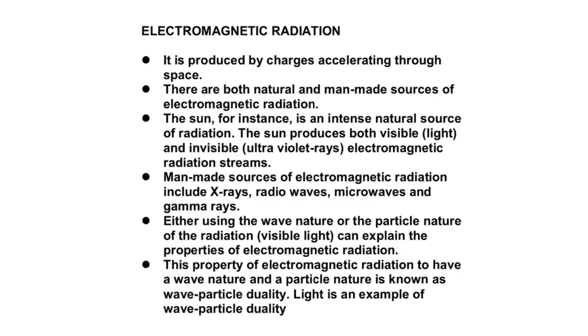Electromagnetic radiation is produced by charges accelerating through space, like we've talked about before. There are natural sources of electromagnetic radiation, and there are also man-made sources. The sun is an intense natural source of radiation. The reason we are able to see is because the sun produces visible light. Man-made sources of electromagnetic radiation include X-rays, radio waves, microwaves, and gamma rays.